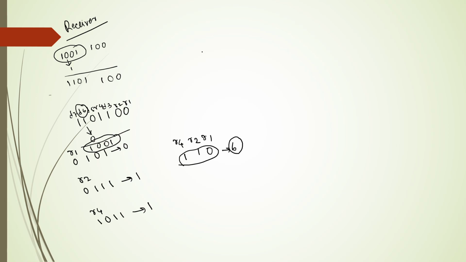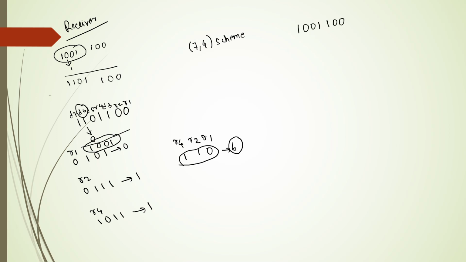So in your questions, what can come? The questions can come like this. It can say that we have a 7 cross 4 scheme, where the data will be given. Suppose the data will be given as 1001 and 100. Again, you will need to understand what this 7 cross 4 scheme means.